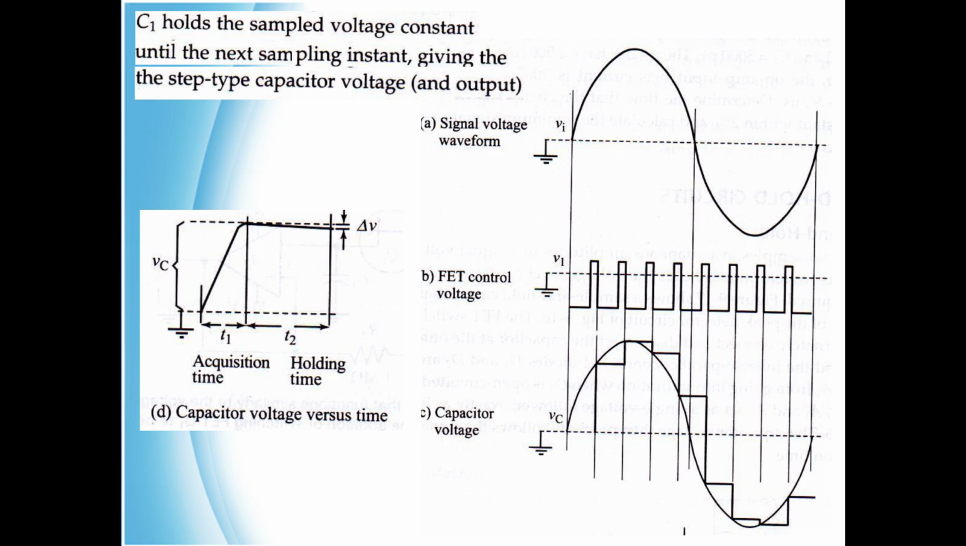So it has two components. One is acquisition time, the other one is hold time. T1 is the acquisition time and T2 is the charge holding time.